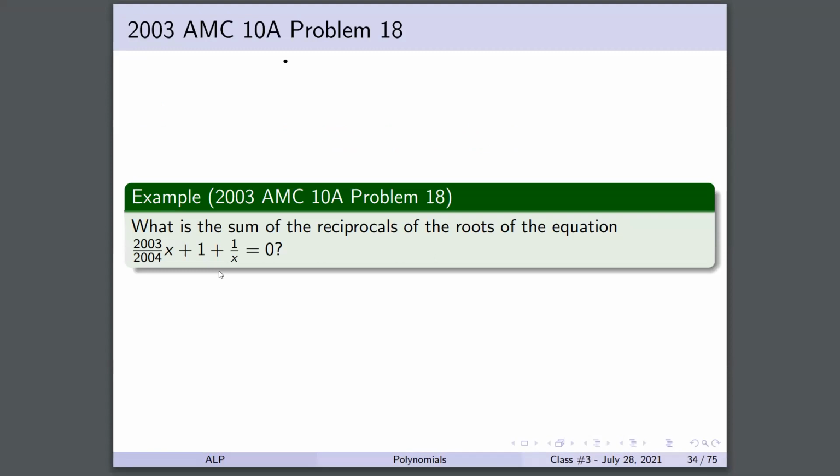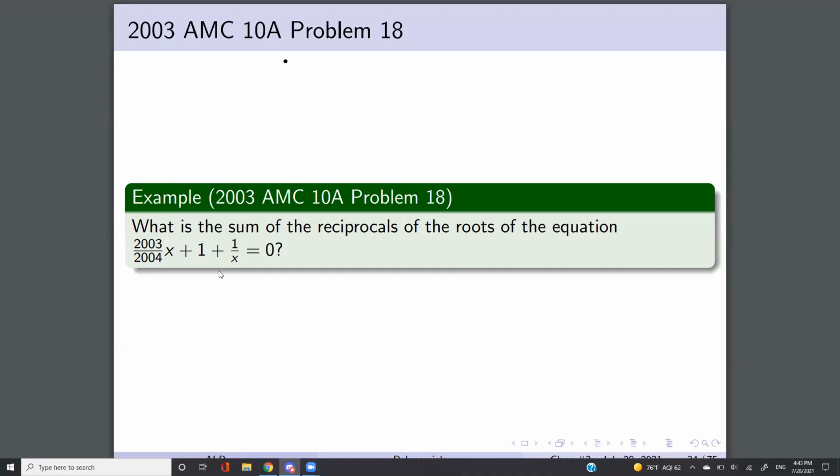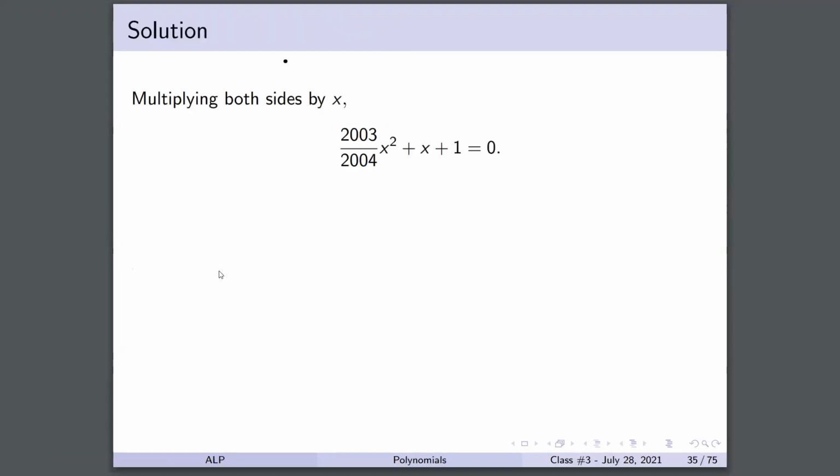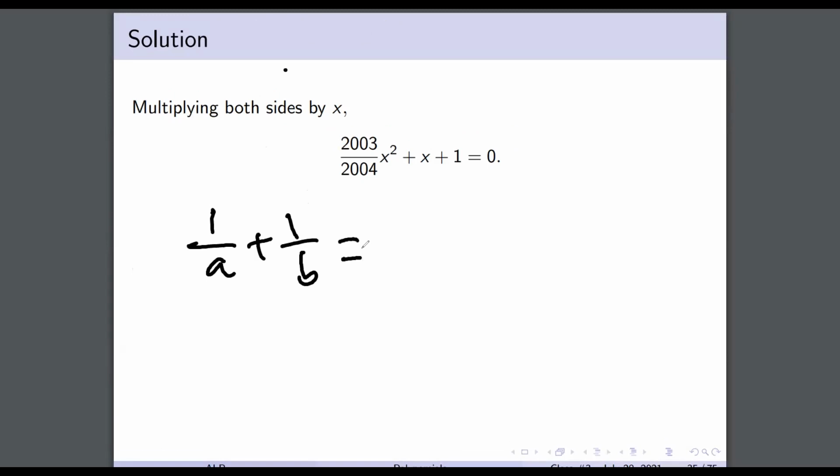All right, our next problem is the sum of the reciprocals of the roots of the equation. So we multiply both sides by x, and now we have a quadratic. And this quadratic, we want to find the roots. Let's call the roots a and b. So we want to find 1 over a plus 1 over b. If we get a common denominator, we get (a plus b) over ab.